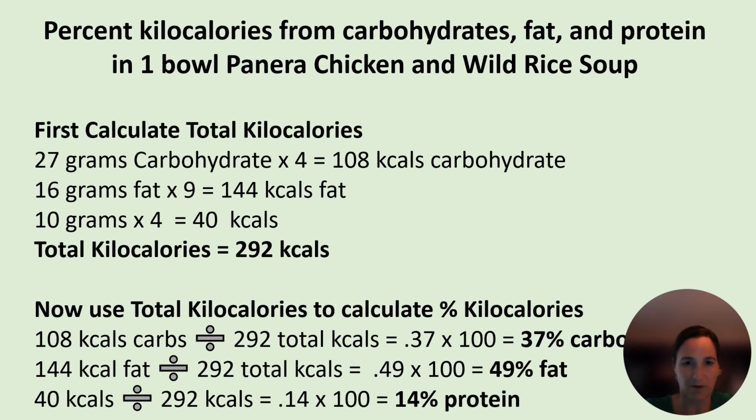Let's look at the fat. We calculated up here that there were 144 kilocalories from fat. Again, we divide that by the total kilocalories, 292, and we get 0.49, which we multiply by 100 to get a percentage, and we see that almost half of our calories in this meal come from fat, so 49%. And then we do the same thing with protein. So 40 kilocalories of protein, we divide that by total kilocalories, and we get 14% of our kilocalories coming from protein. So 14% plus 49 plus 37 equals 100. And when you do these examples, they should always add up to 100.